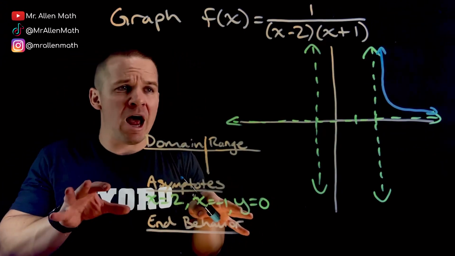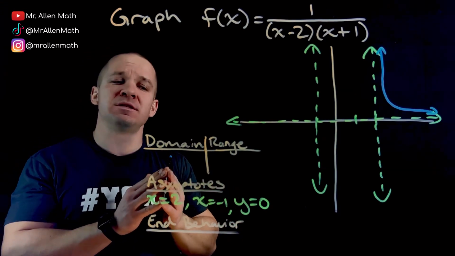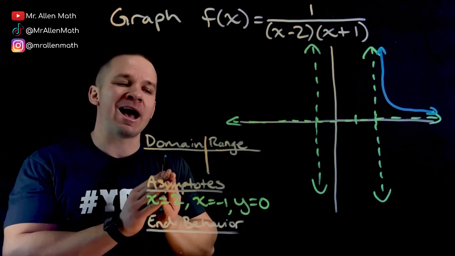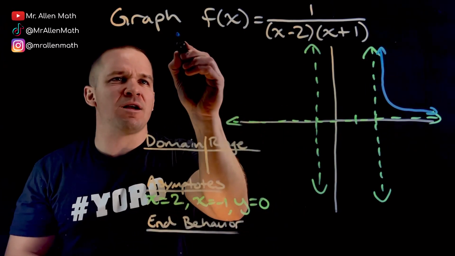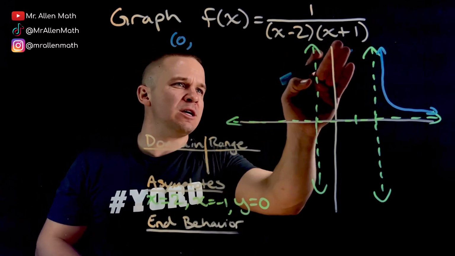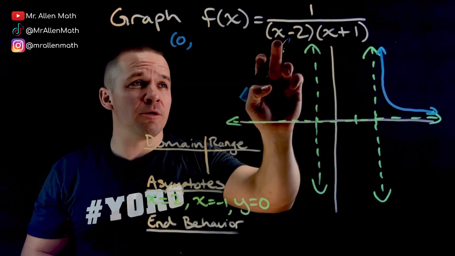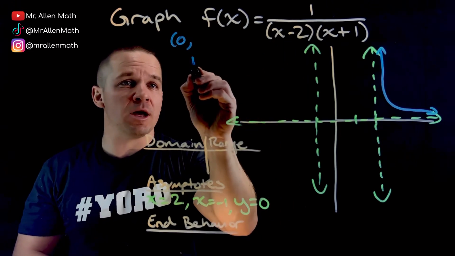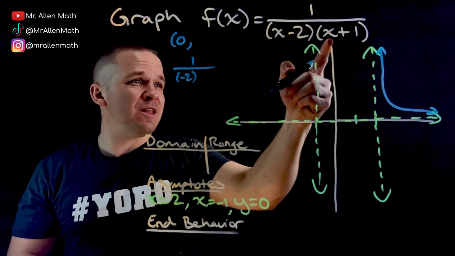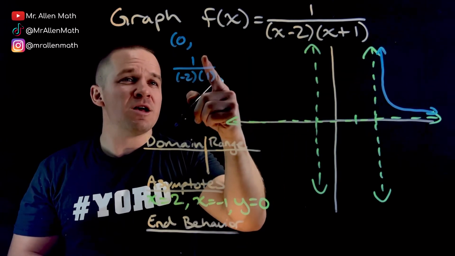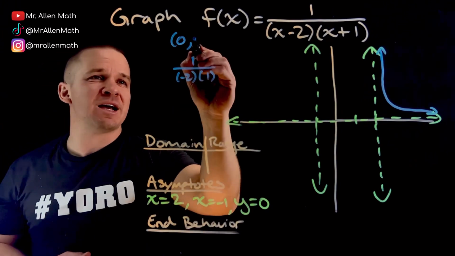Well, in any graph, if it has a y-intercept, I can just plug in 0 for x. So if I plug in 0 here, I'm going to have negative 2 times positive 1. If you don't believe me, I'll write it out. 0 minus 2, that's going to be negative 2. And then 0 plus 1 is going to be positive 1. So I'm going to have 1 over negative 2 times 1. 1 over negative 2 gives me negative 1/2.